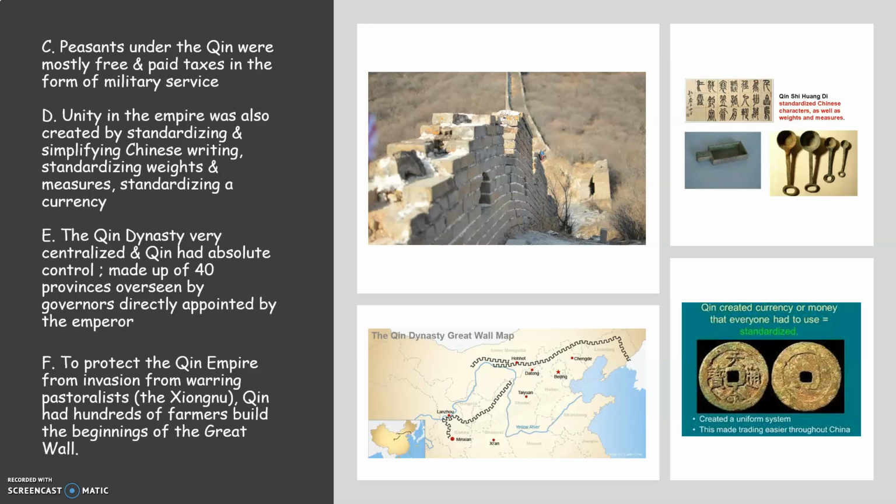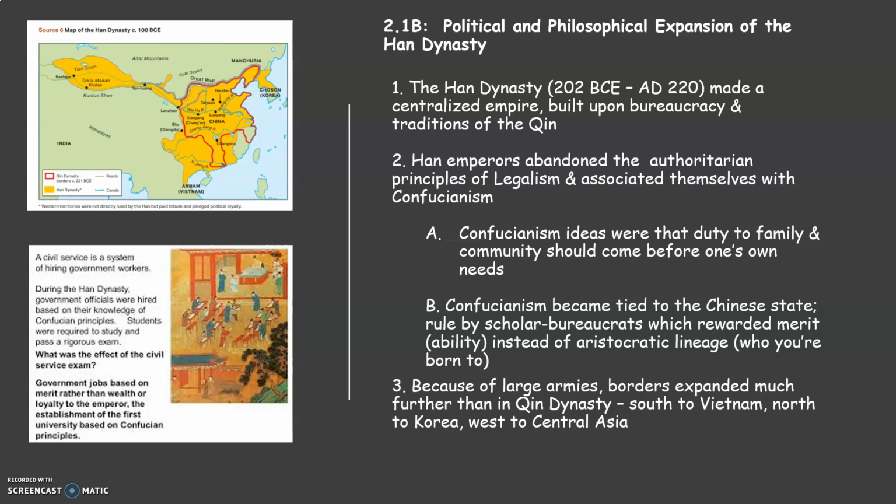So those governors had to do the emperor's bidding. So to protect the Shin Empire from invasion from these warring pastoralists, I don't know how to say their name, the Shin had hundreds of farmers build the beginnings of the Great Wall. So this is when the Great Wall of China first begins.